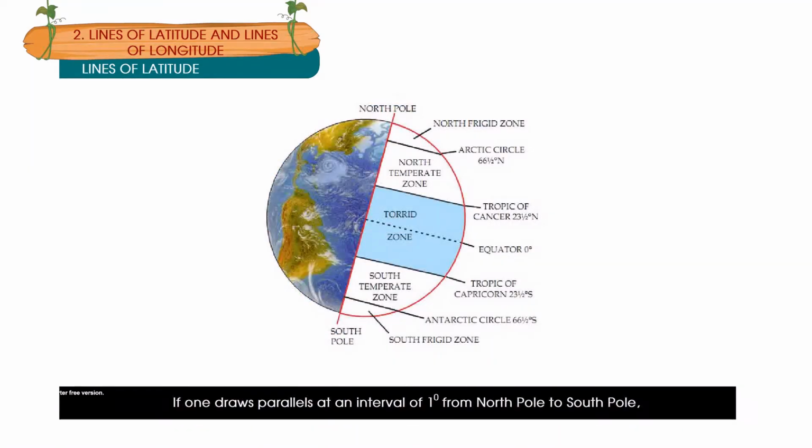If one draws parallels at an interval of 1 degree from North Pole to South Pole, the total number of parallels including the equator will be 181. There are many parallels which are considered important on the globe. Seven of them are as under.